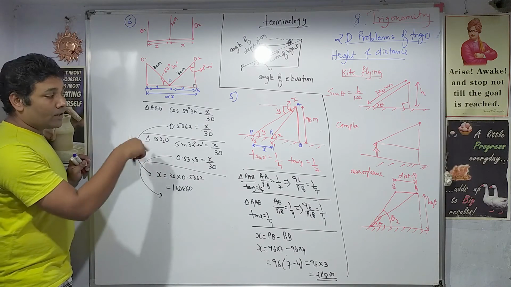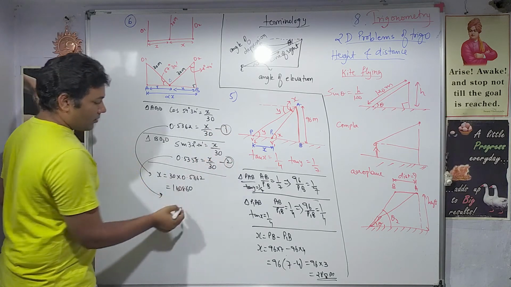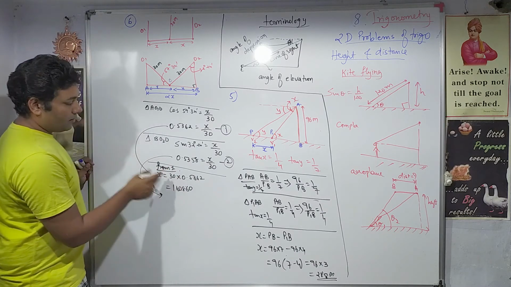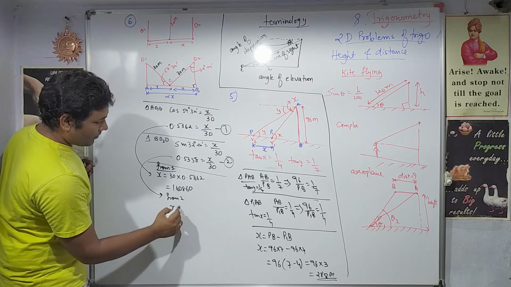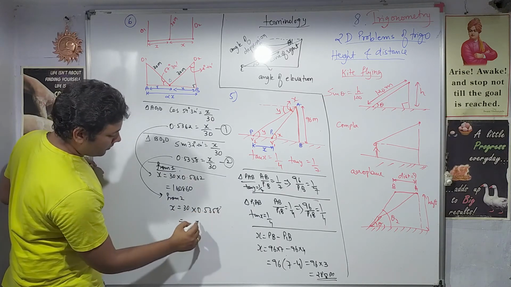You cannot use arrows in your exams. What you will do? You will label it as 1 and 2. So you will write down here that from 1, right, this you have got, and for this you will write from 2, x will be equal to 30 into 0.5358 multiply.